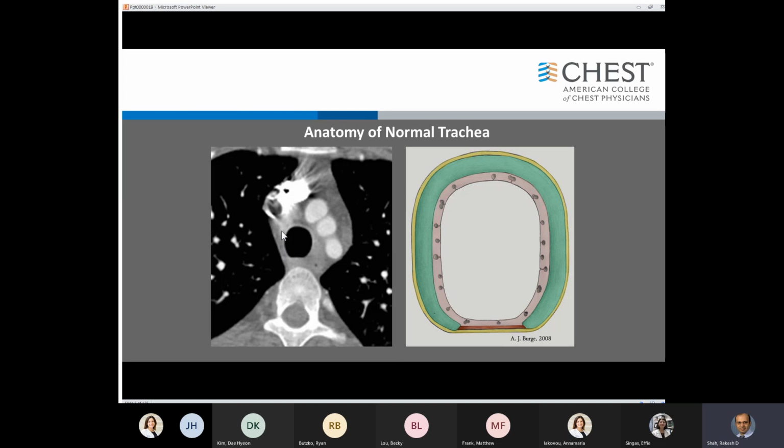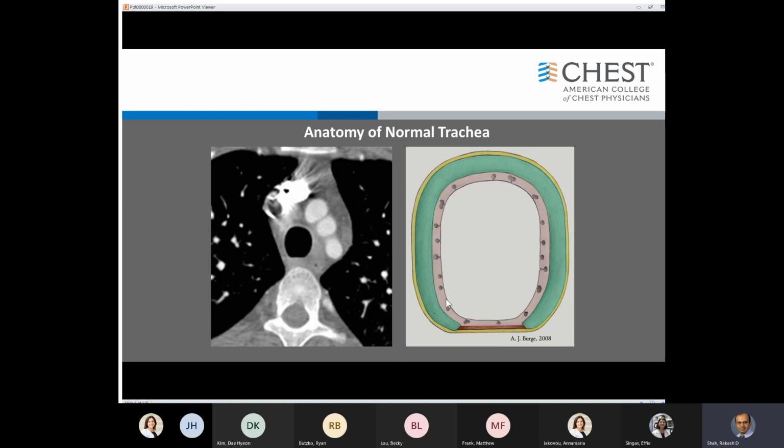You may see calcification of its cartilage, you may not, depending on the age of the individual. And of course, the posterior portion does not have the cartilage, so it will not be calcified. An illustration here shows you the appearance of the trachea, typically oval in shape.